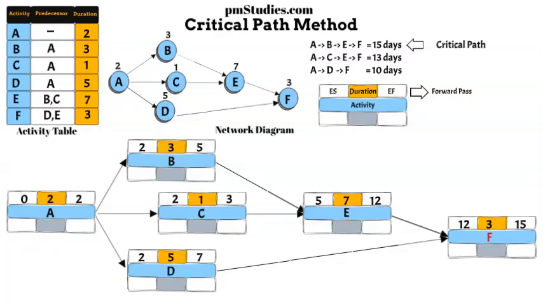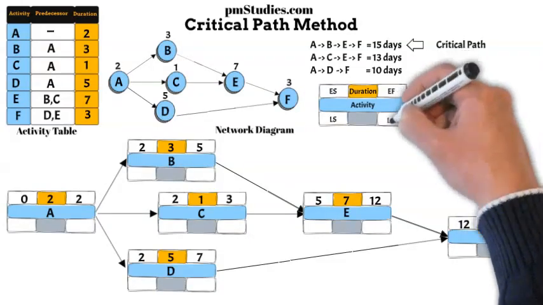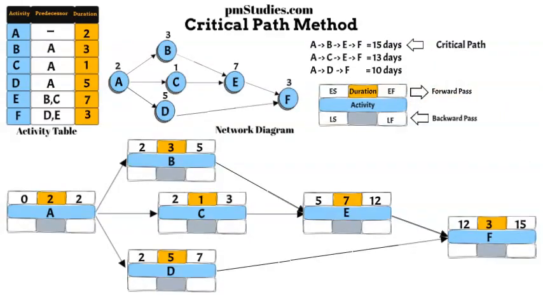15 is the earliest that activity F, which is the last activity, can be finished. This is the same as the 15 days of project duration that was calculated earlier. After the forward pass, we need to execute the backward pass to calculate the latest time an activity can start, LS, and the latest time an activity can finish, LF, without impacting the project duration.